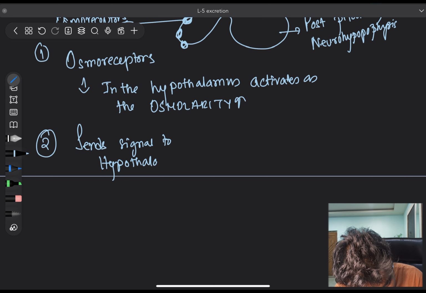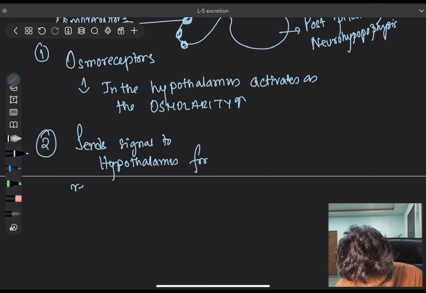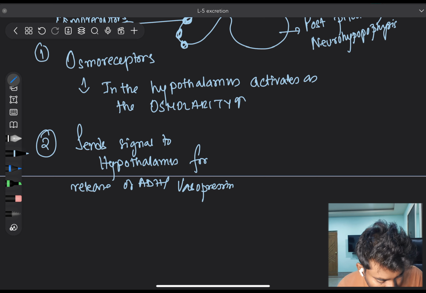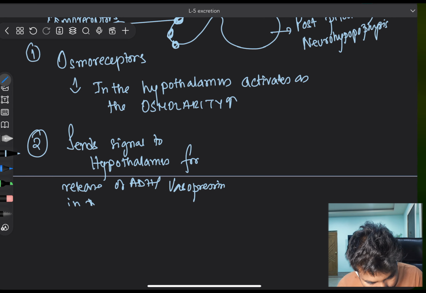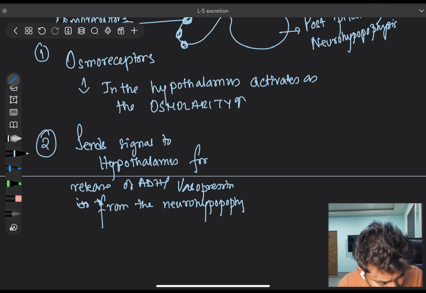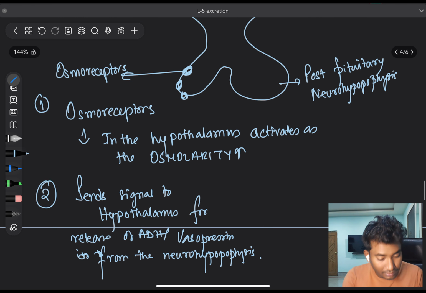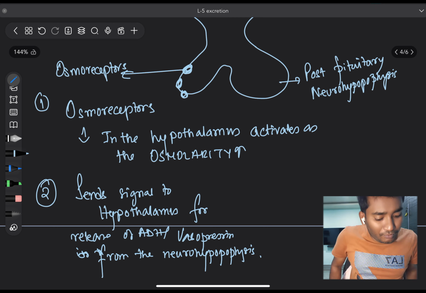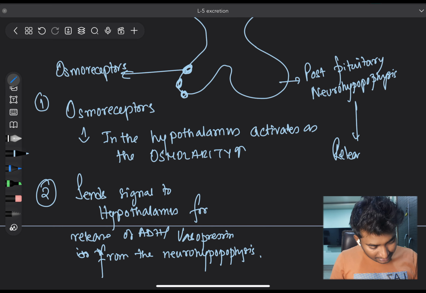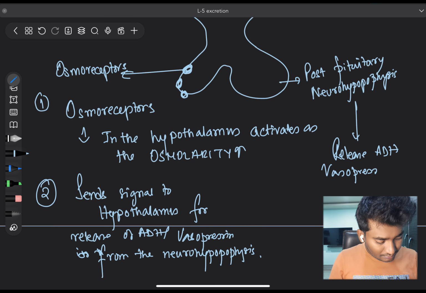Signals are sent to the hypothalamus for release of ADH, vasopressin, from the neurohypophysis. Okay. What is the function of the post pituitary? The post pituitary does the following function: it releases ADH, which can also be called vasopressin.